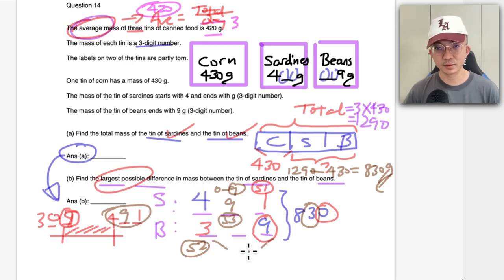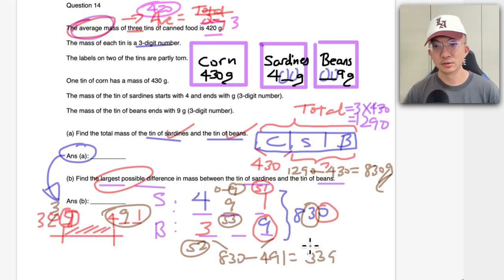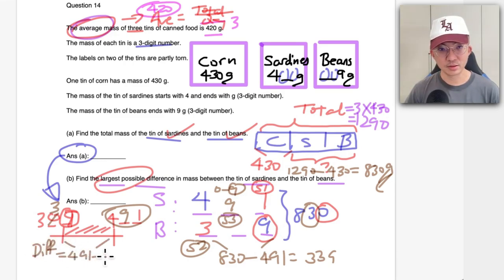So we take 830 minus 491 to give you 339. So this is a 3, it's not a 0. And then the difference, step 1, step 2, step 3. So the difference will be 491 minus 339, to give you 152. And that's the answer.